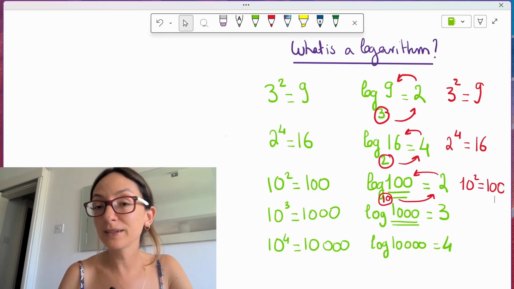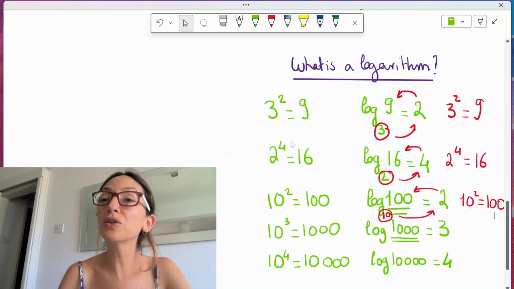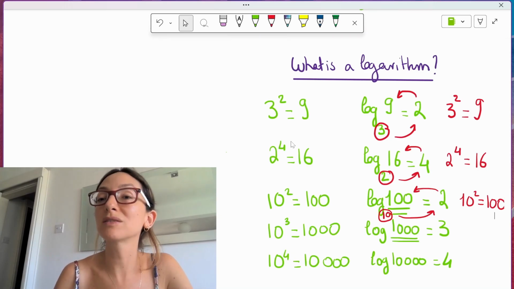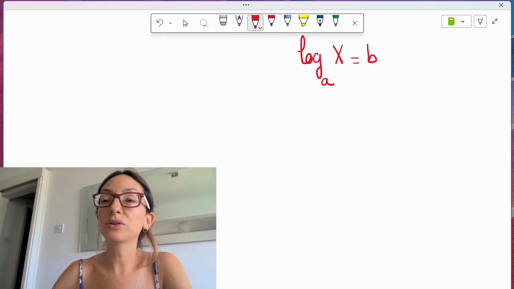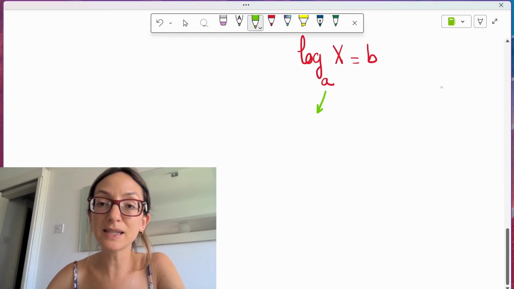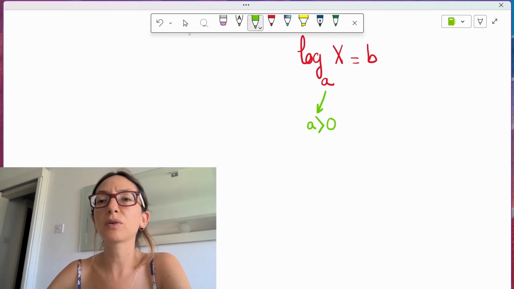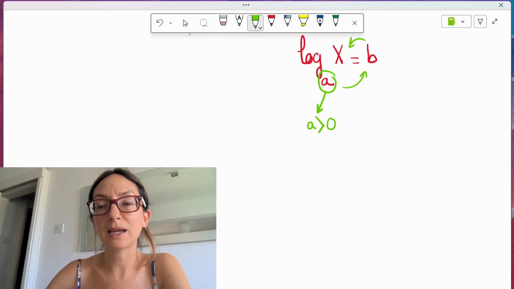Now, although technically we can take the power of a negative number, when it comes to using logarithms, we only use positive bases. So if we take this general expression and dissect it a bit, then what we just said is that this a should always be positive. Now let's ask ourselves this question. Again, let's do the trick of following the arrow. So a to the power of b is equal to x.